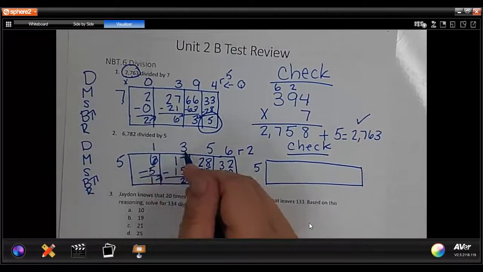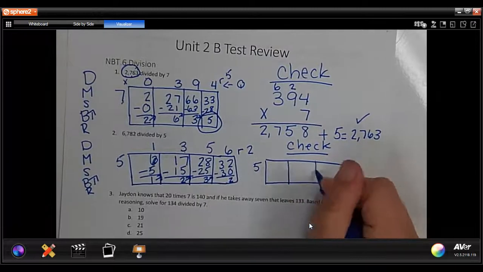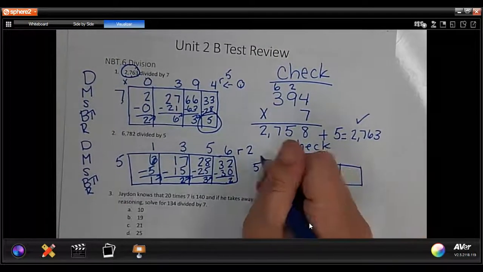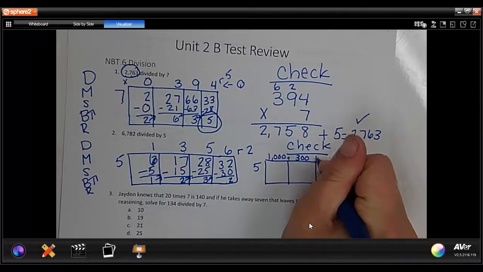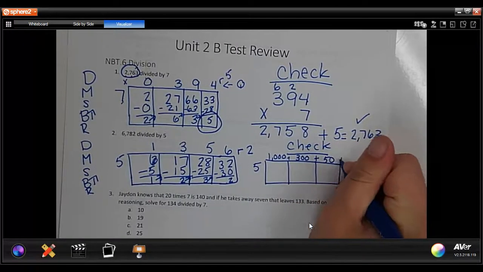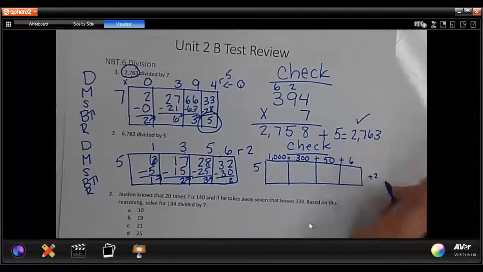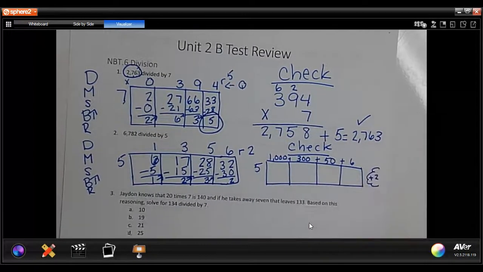This is a 4-digit number, so I'll break this up into 4. And I'm going to put this into expanded form. So this is 1,000 plus 300 plus 50 plus 6. And then I'm just going to put plus 2 over here to the side so I don't forget it.